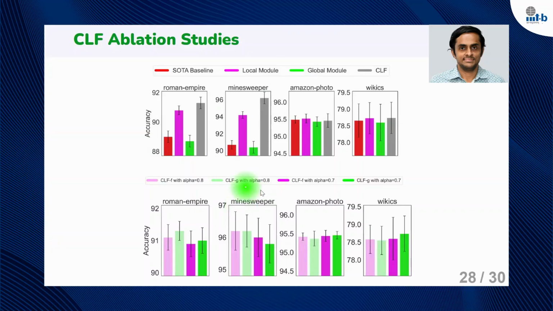And then this is alpha, which is the weightage given to the loss term. In the joint training, we have the task loss and then this proposed joint training loss. So alpha is the weightage given to that loss. You can see that 0.7 is the best performing alpha here. It's 0.7 here as well. Mostly 0.7 is the best performing alpha.